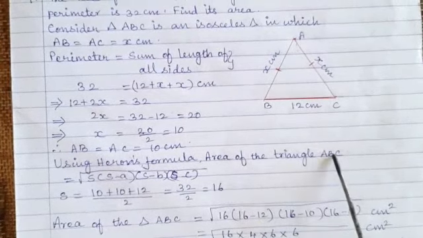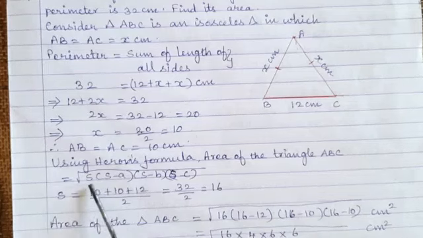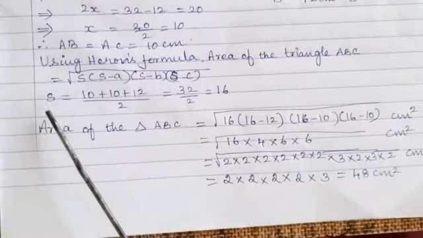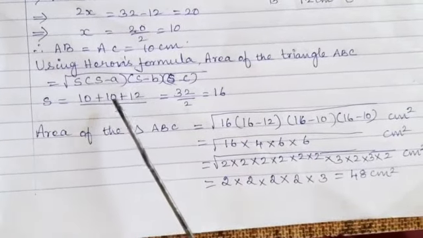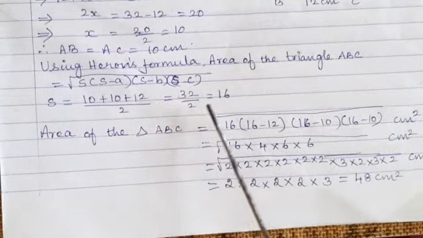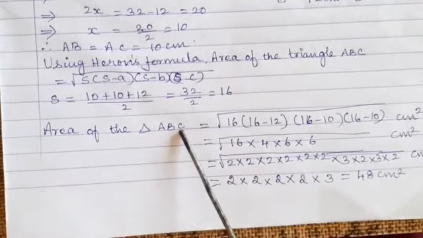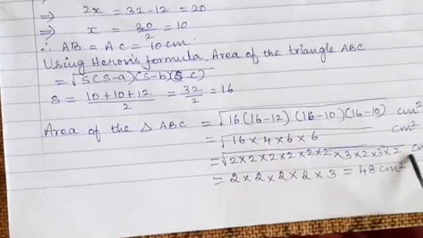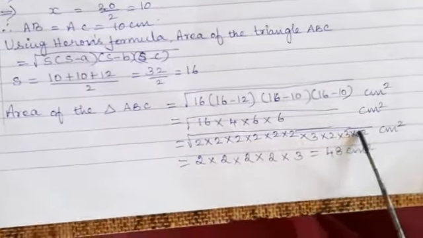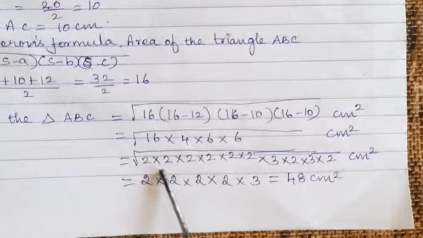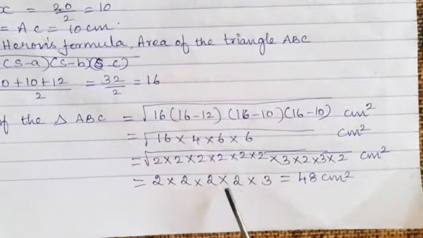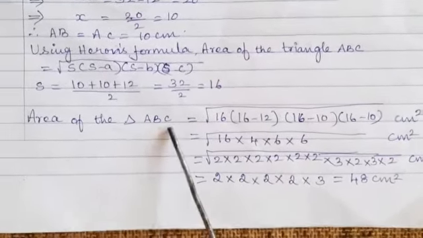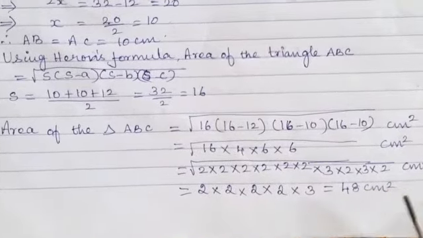So area of the triangle ABC is equal to square root of s into (s minus a) into (s minus b) into (s minus c). The semi-perimeter s we have to calculate first: 10 plus 10 plus 12 divided by 2 equals 32 by 2, that is equal to 16. Then for the area of the triangle ABC, you apply the values of s, a, b, c. Then you do the calculation here. After doing prime factorization, out of each pair you take 1 outside. This is 2 into 2 into 2 into 2 into 3, that is equal to 48 centimeters squared. So the area of triangle ABC is equal to 48 centimeter square.